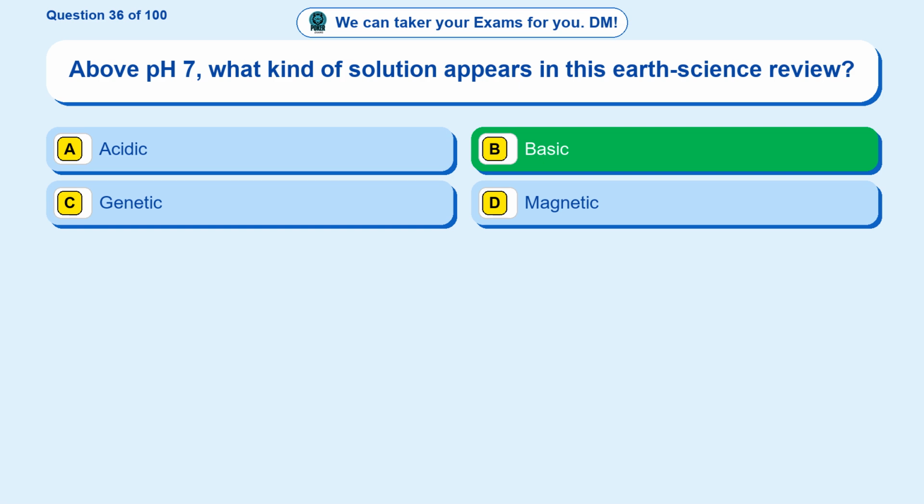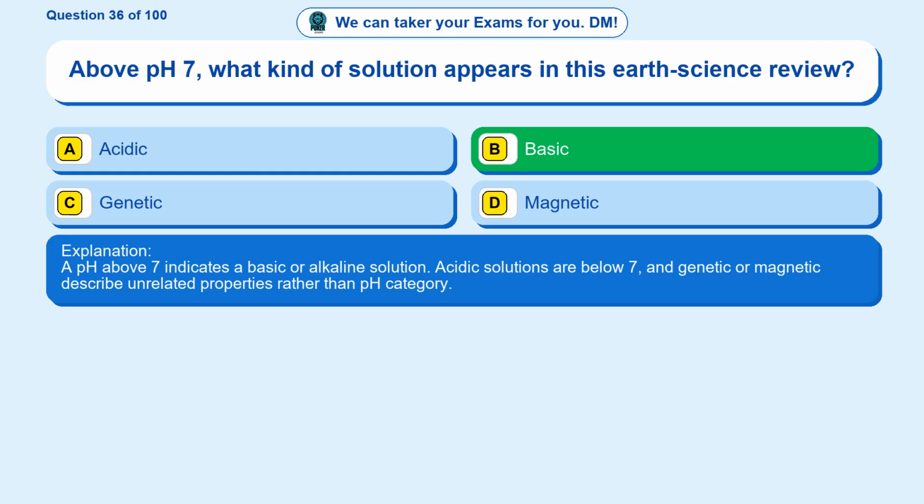Basic. A pH above 7 indicates a basic or alkaline solution. Acidic solutions are below 7, and genetic or magnetic describe unrelated properties rather than pH category.